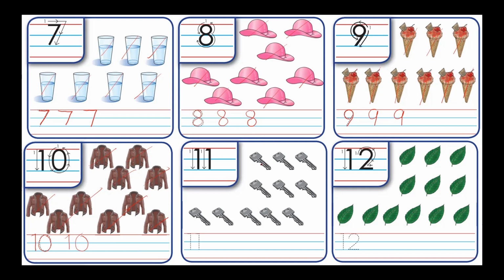Keys. So let's count how many keys are there in here. 1, 2, 3, 4, 5, 6, 7, 8, 9, 10, 11. How many keys? 11. Very good. Now, how many leaves are there? Let's count together. 1, 2, 3, 4, 5, 6, 7, 8, 9, 10, 11, 12. How many leaves are there? 12 leaves. Got it? Very good.